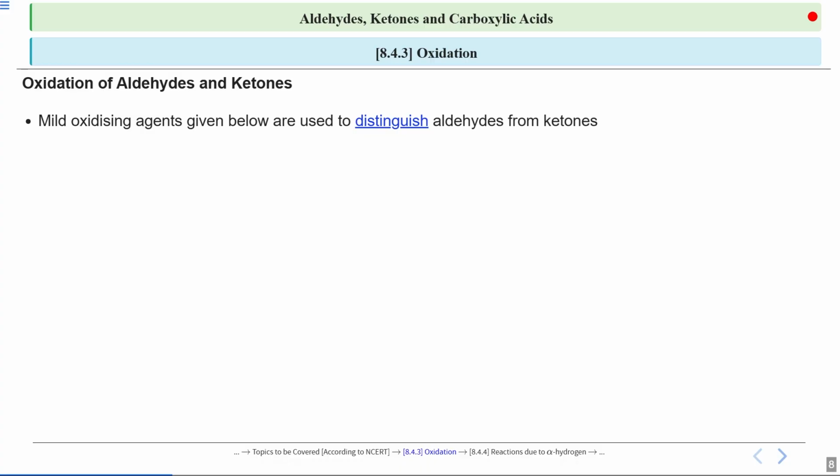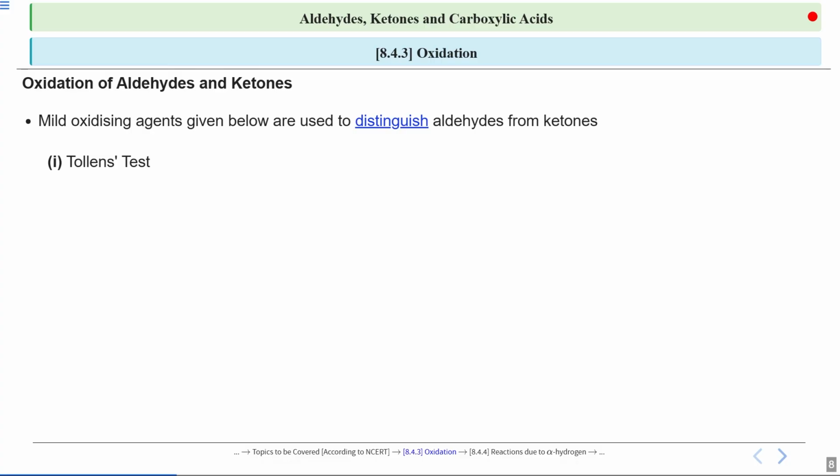As I told you, ketones need harsh conditions, so you need a strong oxidizing agent. A weak oxidizing agent cannot oxidize a ketone. So these agents are gentle enough to react with aldehydes but not ketones. And the first test we will discuss is Tollens test.